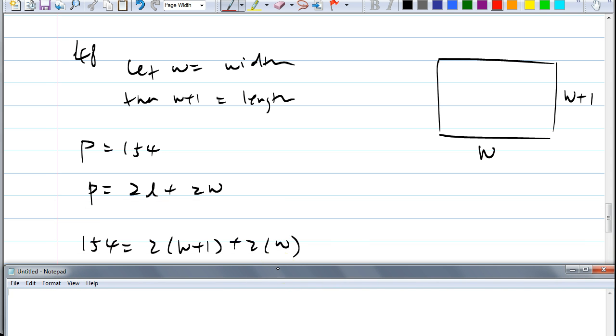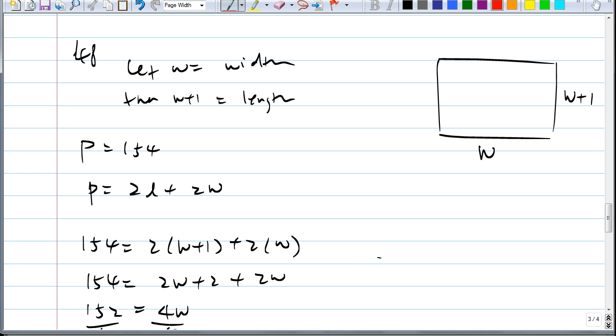You solve, right? And of course you distribute and you get 154 equals 2w plus 2, right? You got to distribute this 2 right here. And plus 2w, you get 152 equals 4w, right? You subtract 2 from both sides, right? When you do, w comes out to what, class?